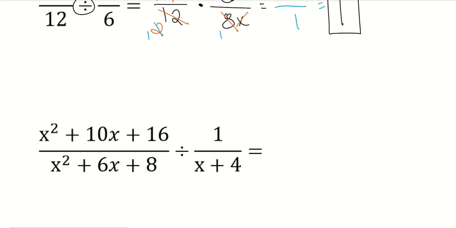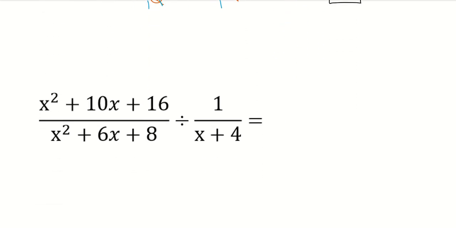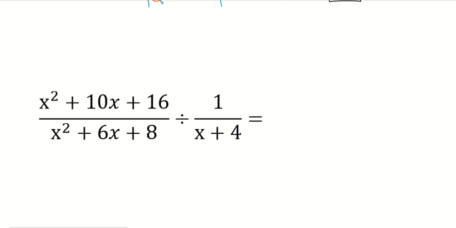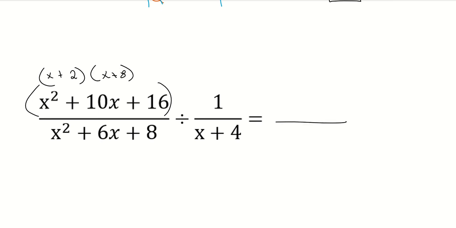Looking at another expression here. Whew, this one's got a little more meat on its bones. So I'm going to go through, and the first one, I'm going to go ahead and factor this top piece. Whenever I factor this one, it's going to become x plus 2 and x plus 8. So when I write it over here, I'm going to write my x plus 2, x plus 8. And let's go ahead and factor this one down here at the bottom. This will be an x plus 2 and an x plus 4.